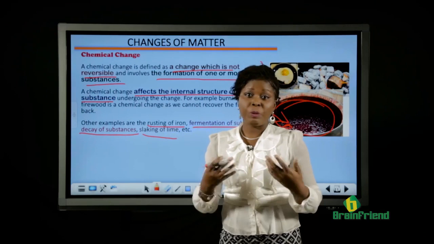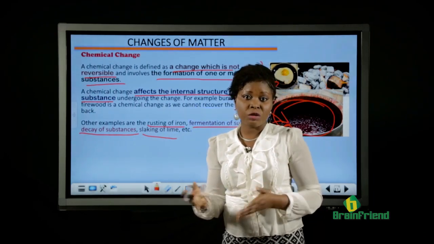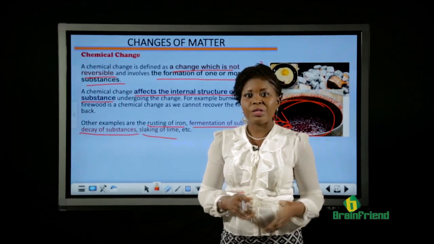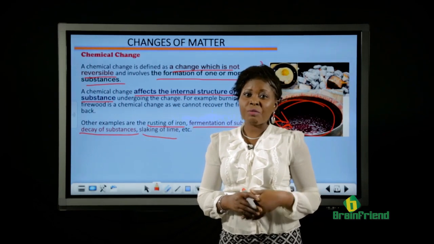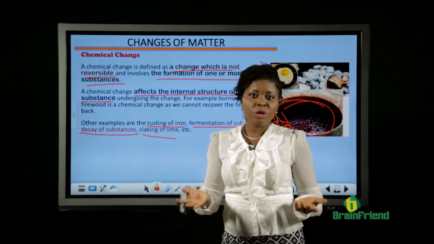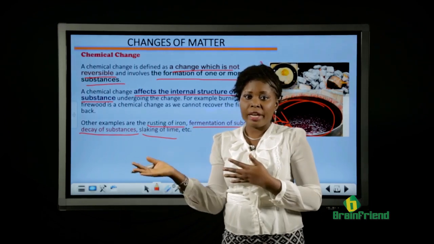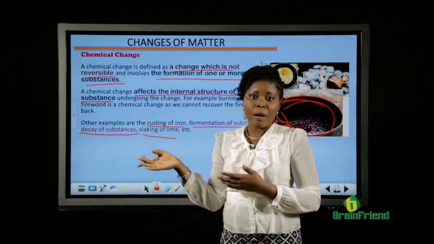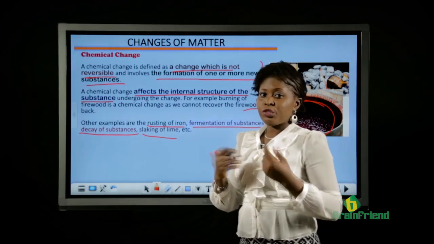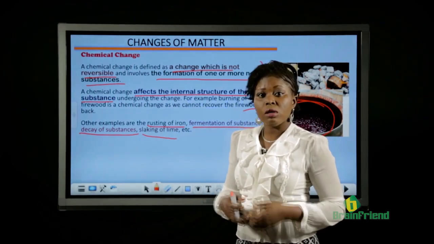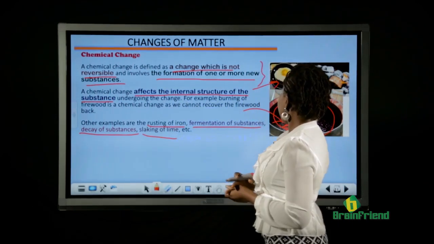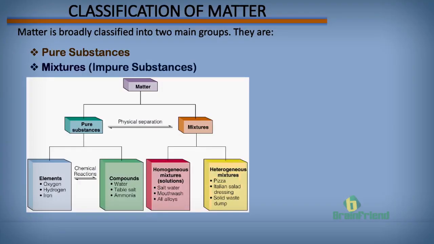For example, you are to prepare egg for your father and you decide to fry it. And when you present it to him, he says, oh, he would have preferred it boiled. At that point, you will not be able to do anything about it because it's already fried. You can't get back that raw egg that you had for you to go and boil it. So that frying is a chemical change that has happened to that egg. Okay, so that's just about physical and chemical changes of matter.